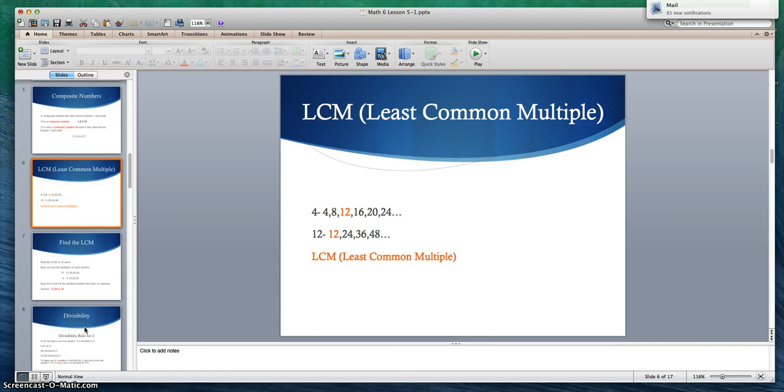Least common multiple is just what it says. Least being the smallest, common, what they have in common, and multiple being a multiple of a number. So our multiples of 4 would be 4, 8, 12, 16, 20, 24, and multiples can go on forever. And the multiples of 12 would be 12, 24, 36, and 48. So to find the LCM, or the least common multiple, you just look at the multiples of each number and see what they have in common, and then select the least, the smallest number that they have in common, which here would be 12.